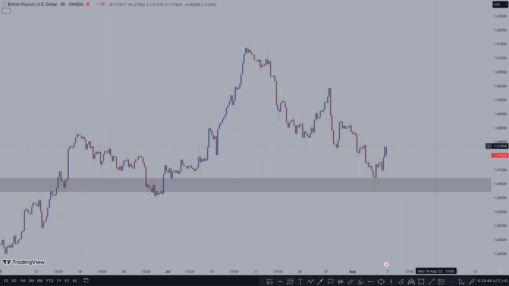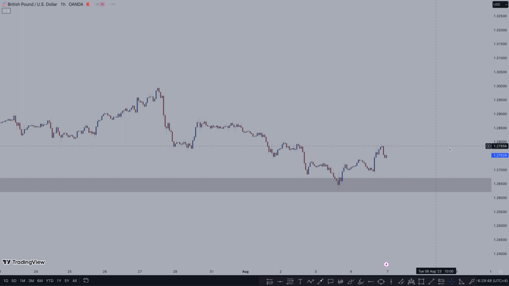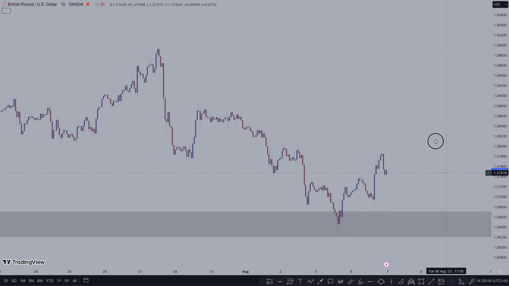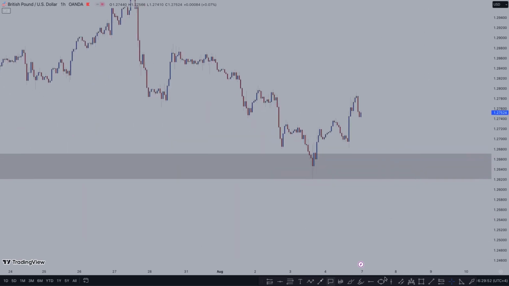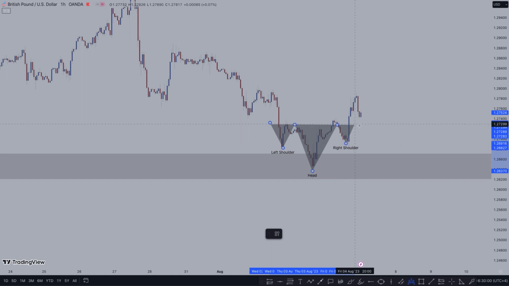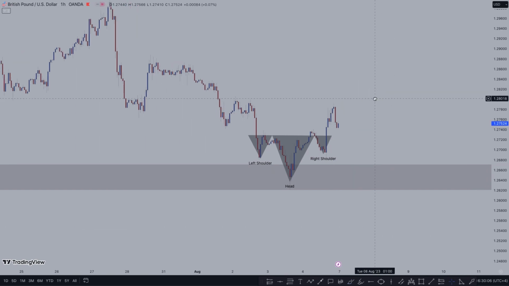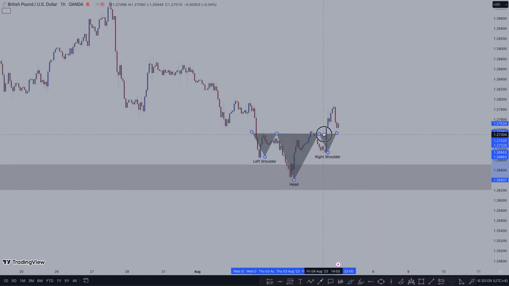That is number one. Let's go down to the 1H time frame. The 1H time frame, what I'm seeing is also a reversal pattern. This is a left shoulder, this is a head, and this is a right shoulder, right? And this is a reversal pattern in the market that when seen, it indicates that price is just going to reverse to the upside. So currently as it stands, this is what I'm looking at.